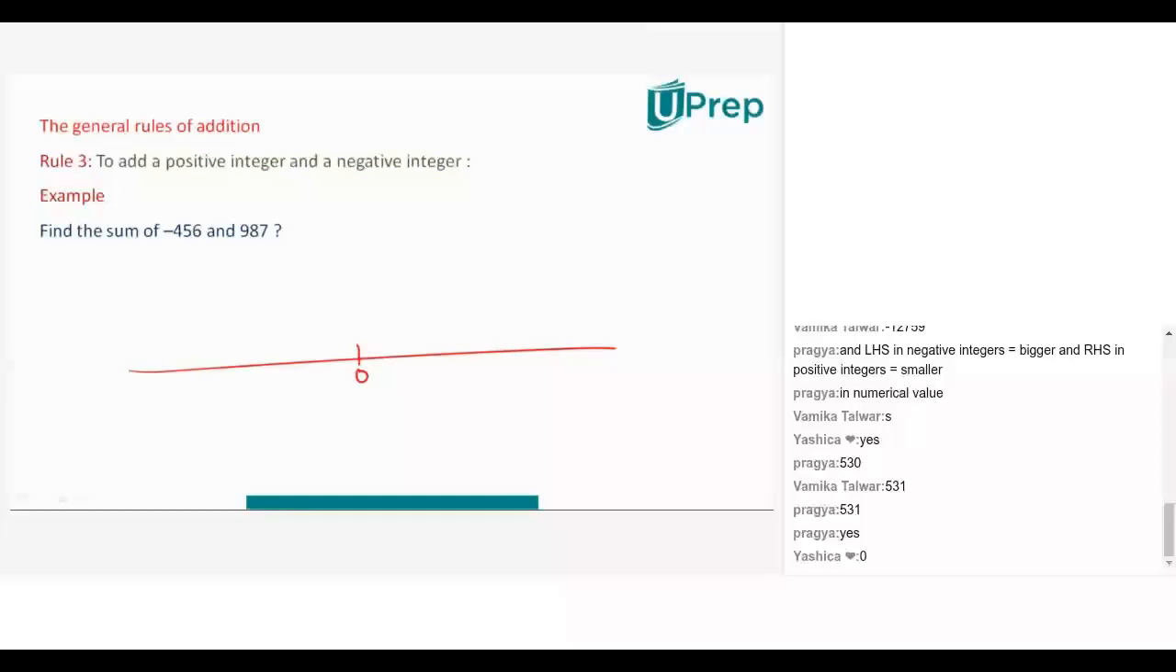Now, let me look at this in another way. That means I have a number line. I am at 0. Now, what did I say? I said minus 456 plus 987 is the same as plus 987 minus 456. Pragya said she thinks otherwise. Numerically, I got the answer as 531. Now, in the previous one, we moved from the left to the right. Now, let's see how we can do it the other way around.